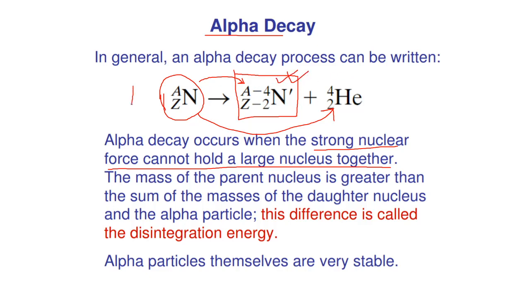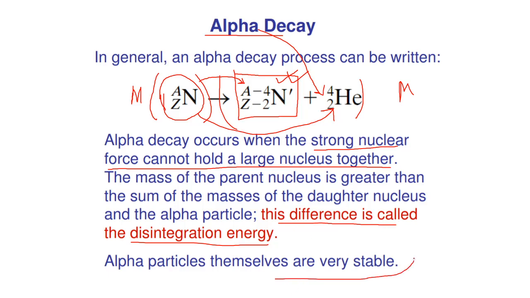Now if you calculate the mass of the parent, the mass of the daughter nuclide, and the helium atom, you will see that the mass of the parent nuclide is still larger than the combined mass of the daughter nuclide and the helium atom. That difference is called the disintegration energy. Now after the decay process from the unstable nuclide to a more stable nuclide by emitting a helium atom, this helium atom which is released from the alpha decay process is itself a very stable species. Fine. So that's all about alpha decay.